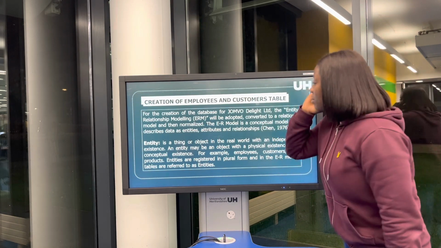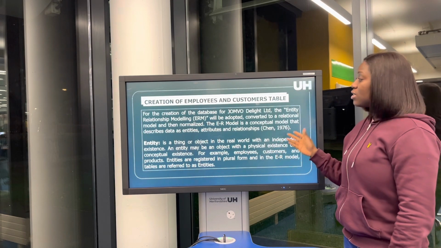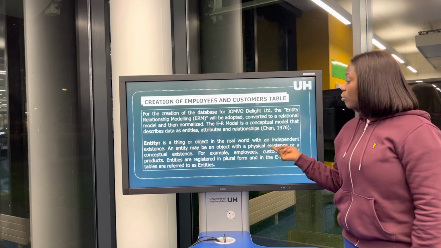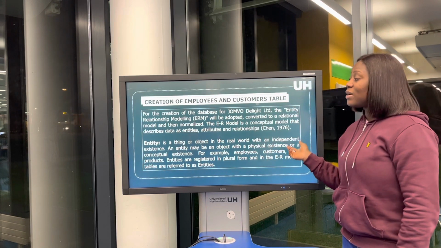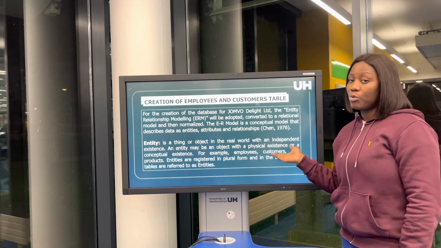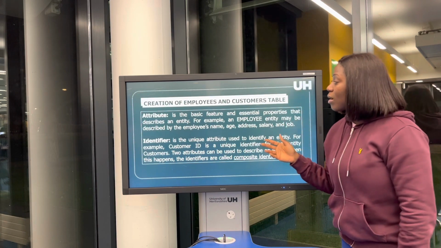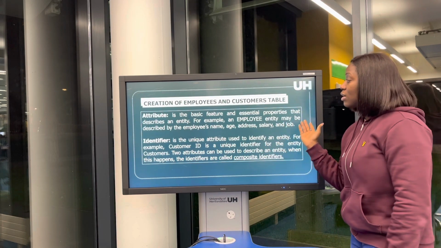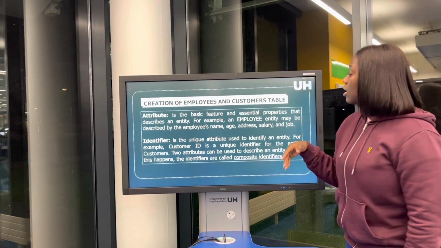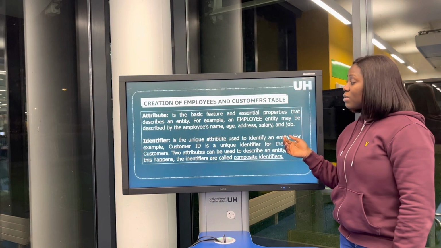For the creation of the database for Jomvo Delight Limited, the entity relationship model (ERM) will be adopted and converted into a relational model and then normalized. An entity is an object in the real world with an independent existence. Examples of an entity can be an employee, a customer, and a product. An attribute is based on the features and essential properties that describe an entity. For example, we talk about an employee's name, age, address, and salary. An identifier is a unique attribute used to identify an entity. For example, customer ID can be an identifier.